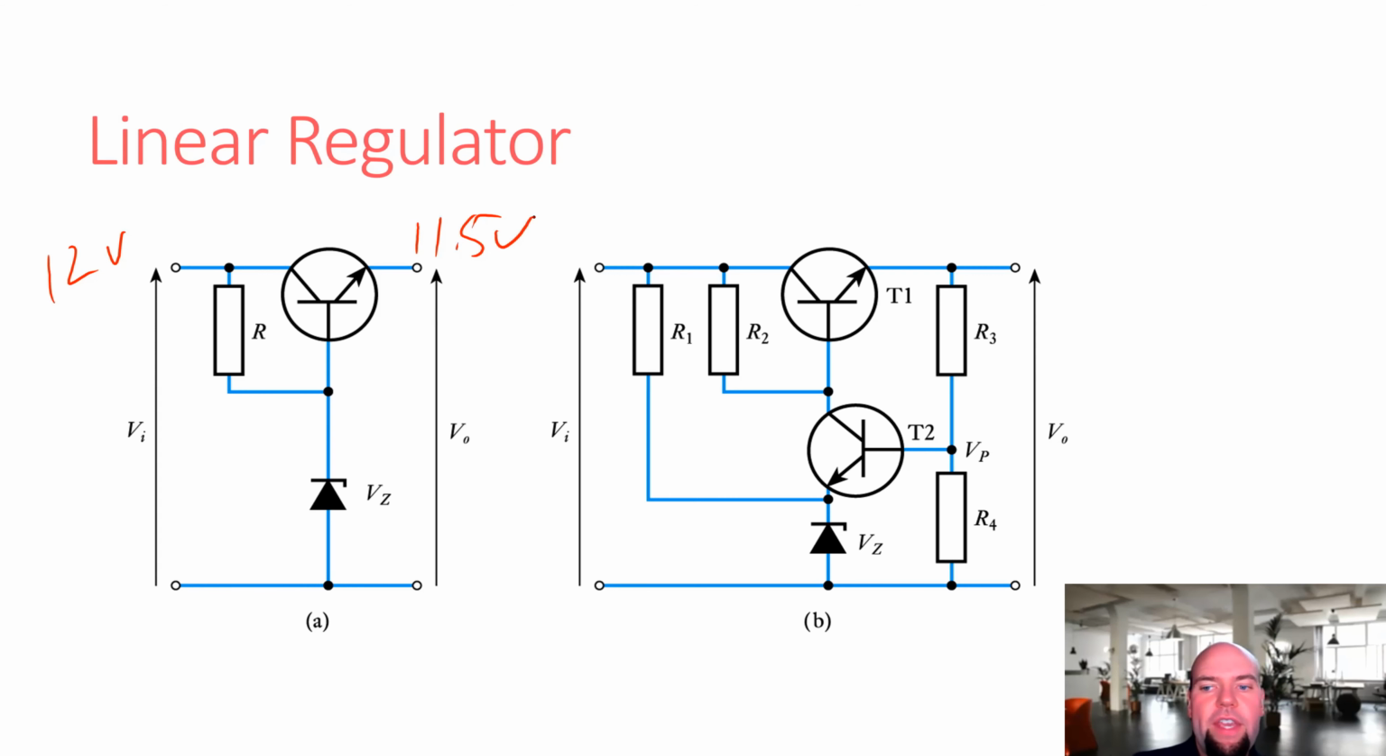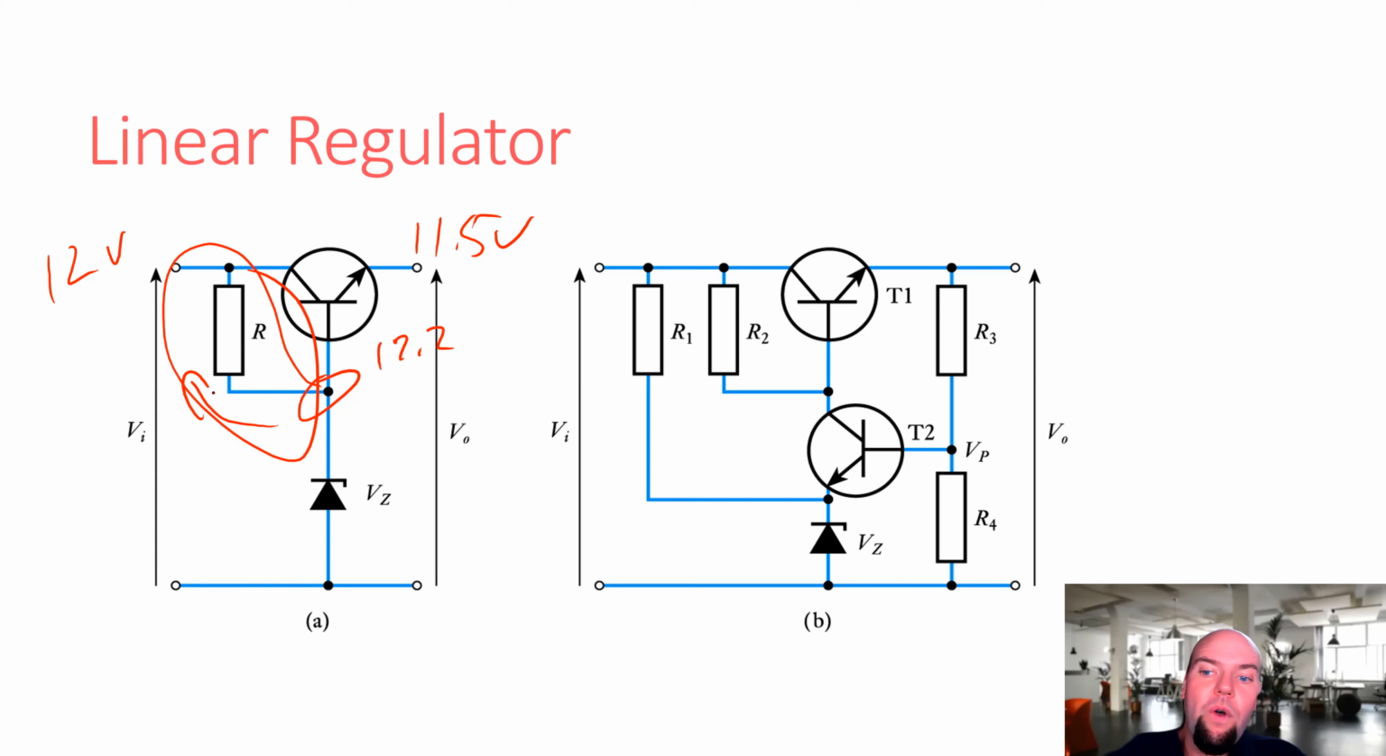No, because for V out to be 11.5, then this voltage here would have to be 12.2, and there's no way, right? So you'd have to have current flowing backwards through here. So that's not going to happen. So basically, because of this threshold voltage drop across the BJT, there's no way for this linear regulator as shown here to have an output voltage that is within 0.7 volts of the input voltage.